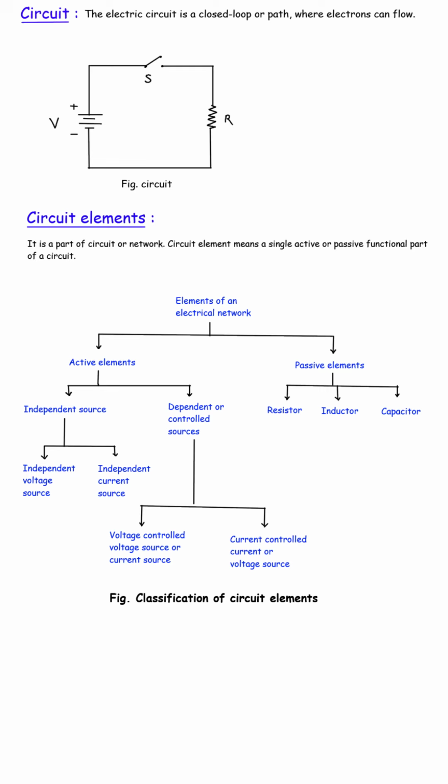In the diagram, we can see a simple circuit with a voltage source marked as V, a switch S, and a resistor R. When the switch is closed, current flows.